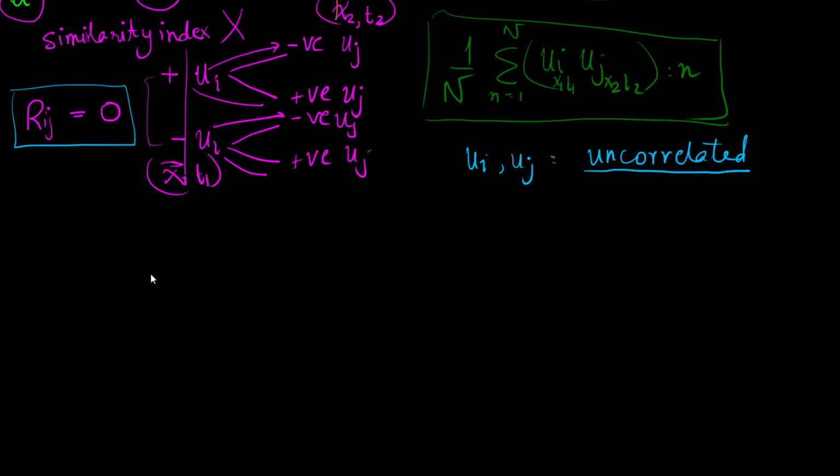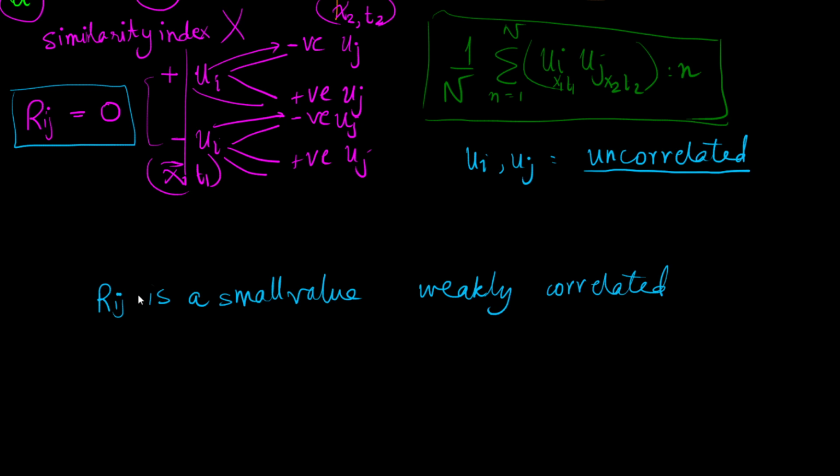Now the other case is when Rij is a small value, then it is said to be weakly correlated. So if Rij is small and positive, then it is said to be weakly correlated. If Rij is small but negative, then it is said to be weakly uncorrelated.